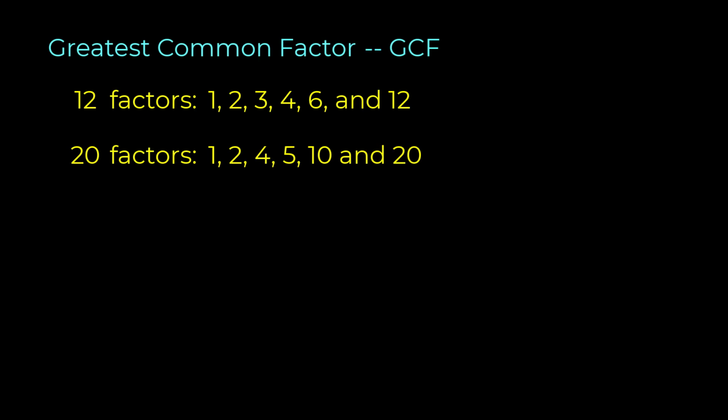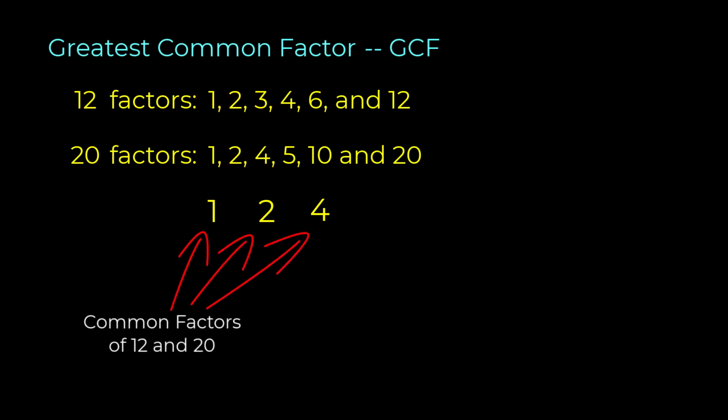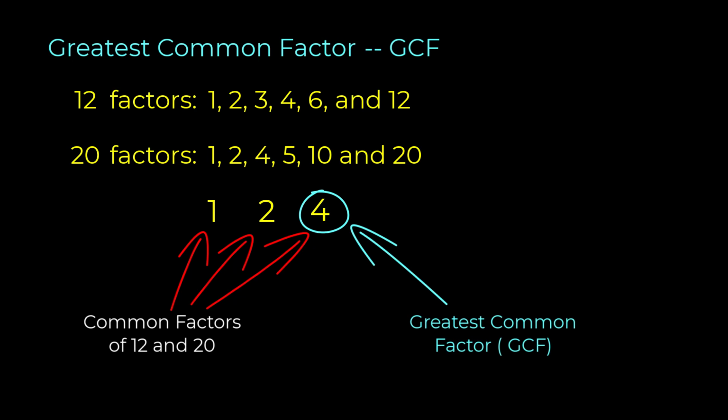When I take a look at these two lists of factors, I notice that the factors 1, 2, and 4 are common to both lists. The greatest, that is the largest of these common factors, is 4. Hence 4 is the greatest common factor of 12 and 20. That's it. It's a straightforward concept, but sometimes doing the arithmetic can cause us problems.